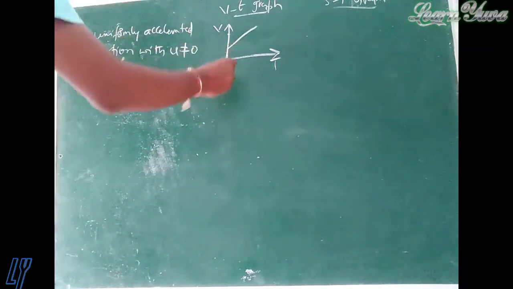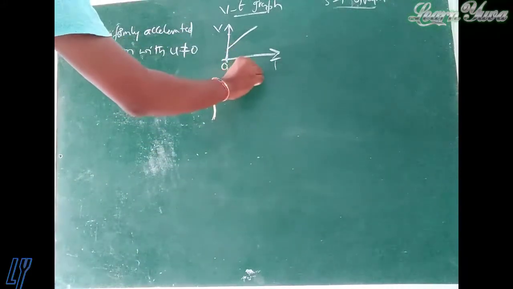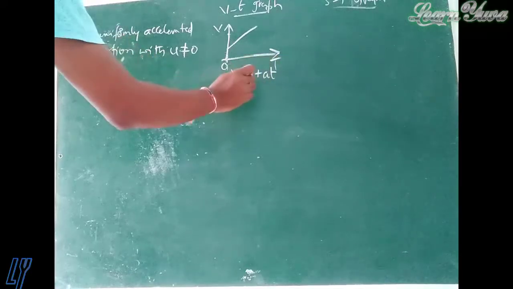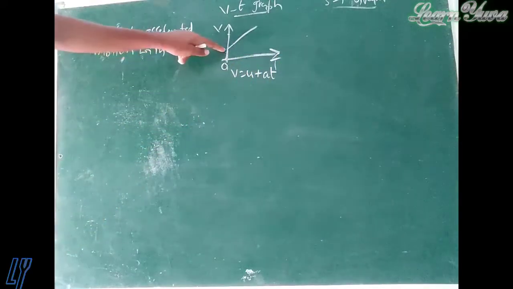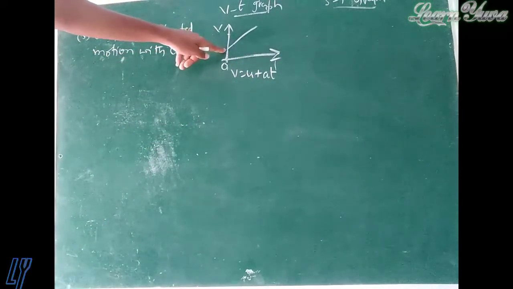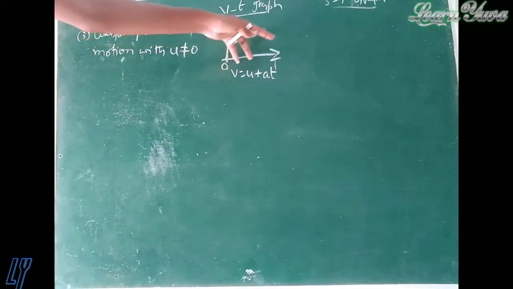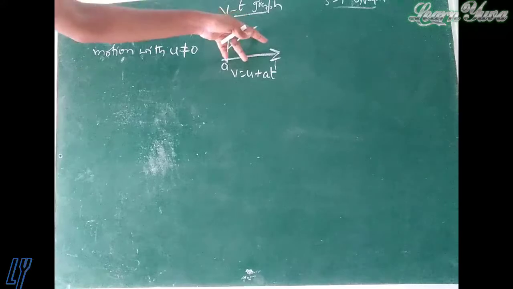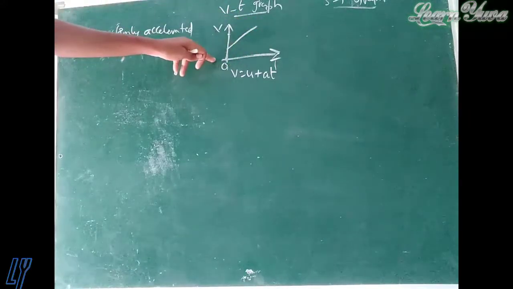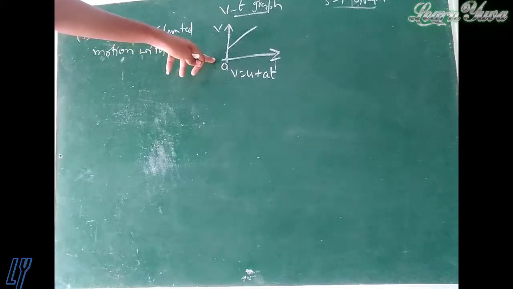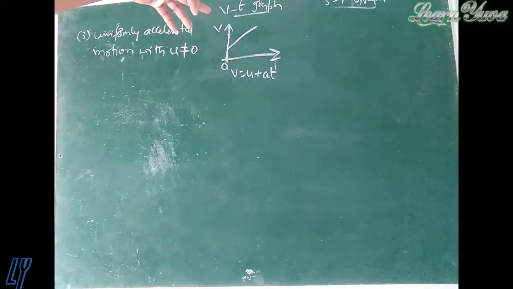So it gives the equation v is equal to u plus at. Here there is a u value at some point, so it may have some initial value. It also has a constant slope. The slope is a straight line, but it is not starting from the origin. Okay.